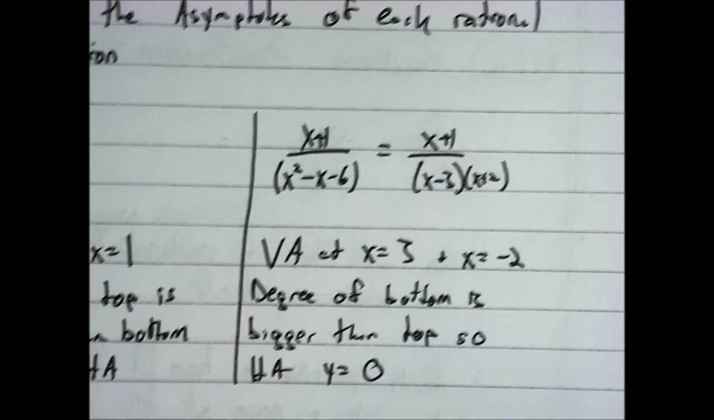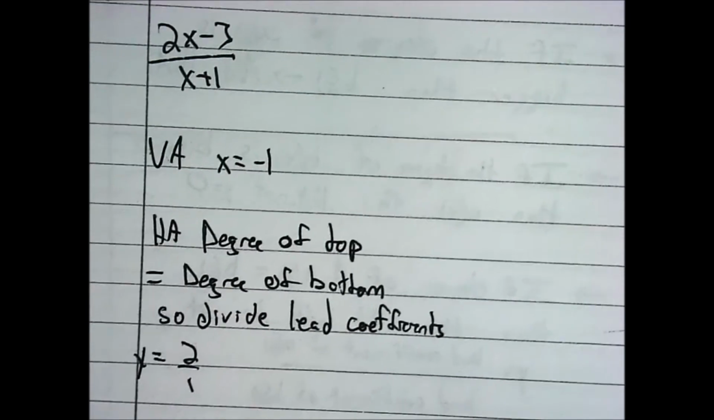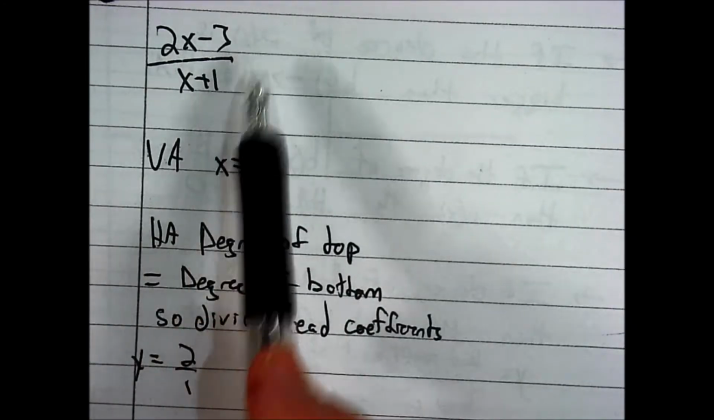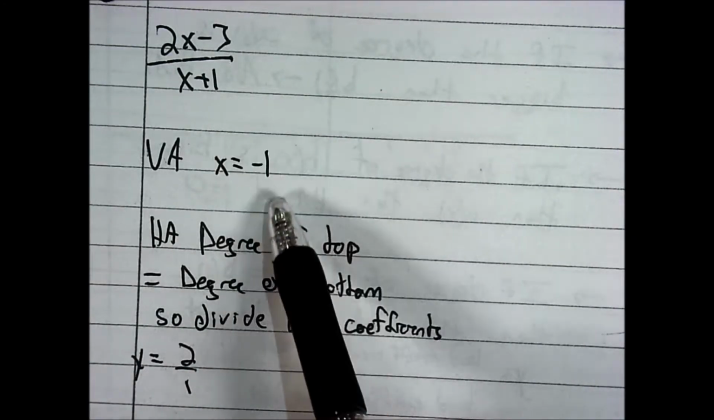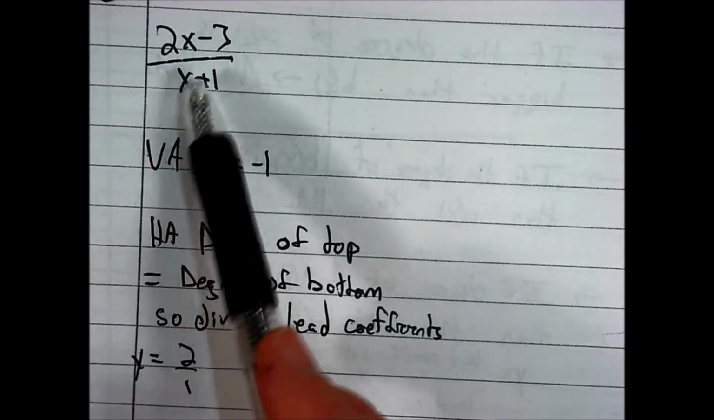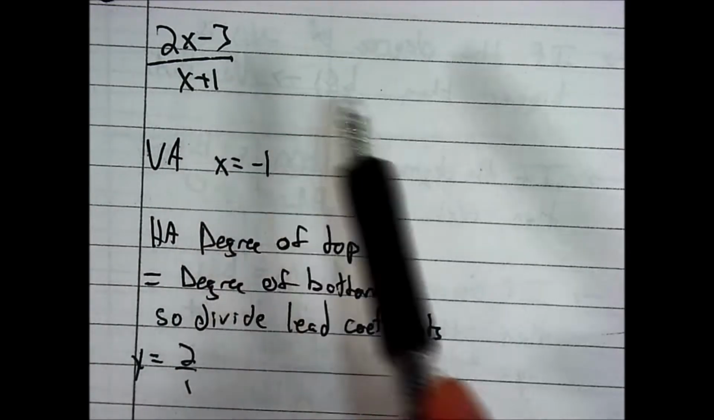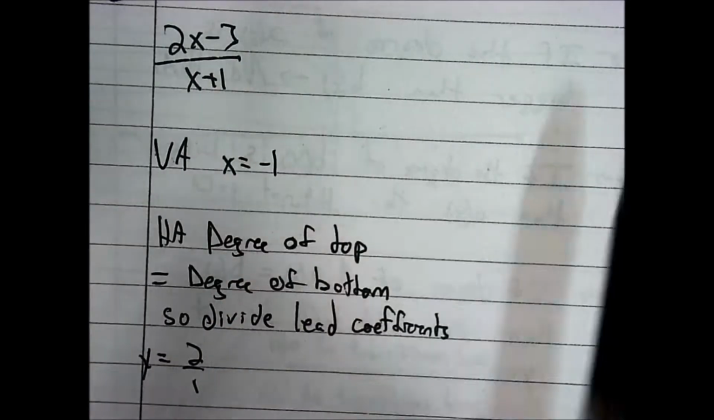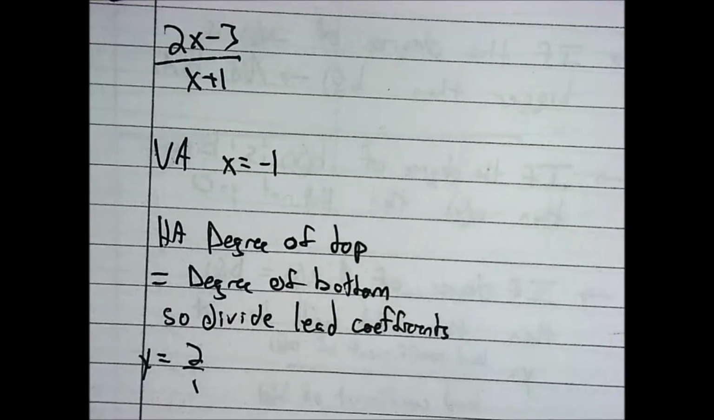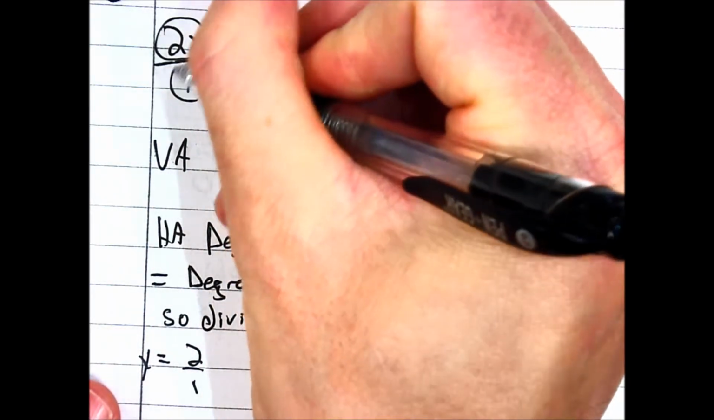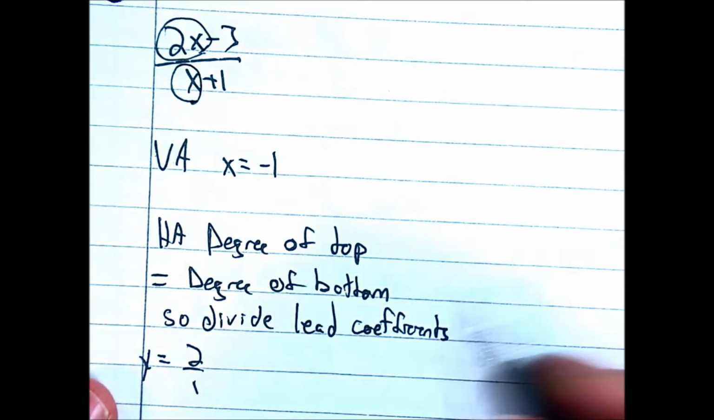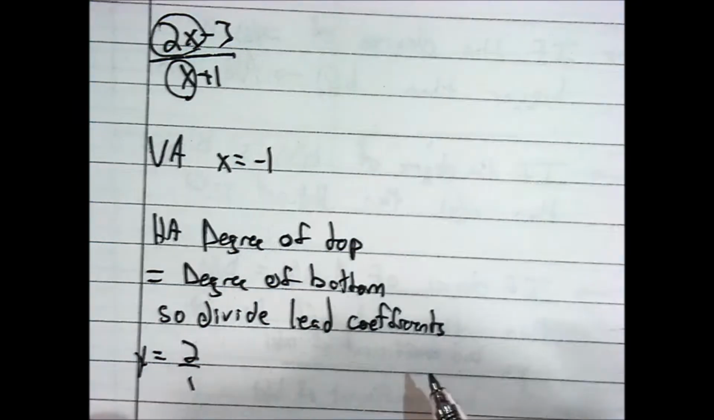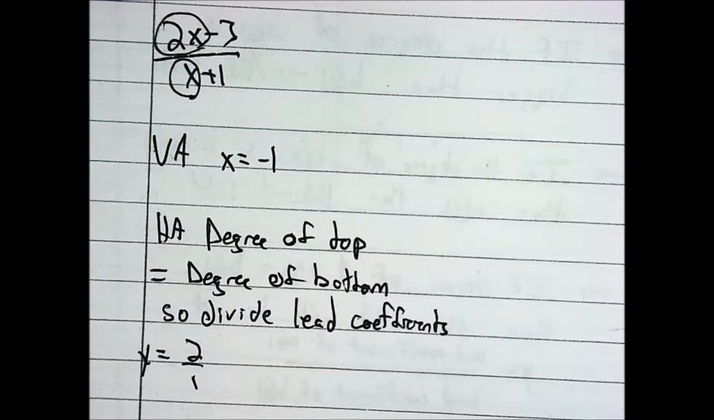And our last little example here, kind of like our one we did on the front page, 2x minus 3 over x plus 1. Our vertical asymptote is going to be at negative 1, whatever makes the bottom equal 0. Do we have a horizontal? x to the first on the top, x to the first on the bottom. They are tied, so yes, we will have a horizontal. How do we figure it out? Divide the leading coefficients. So there was a 2 on that. Really, there's a 1 on this, 1x. So 2 over 1 is going to be our horizontal asymptote.